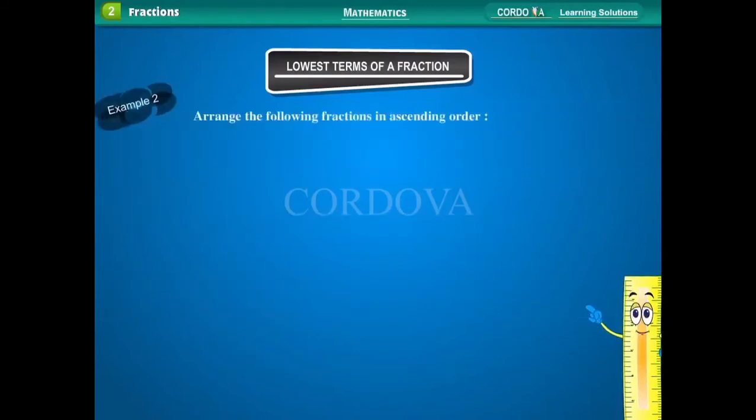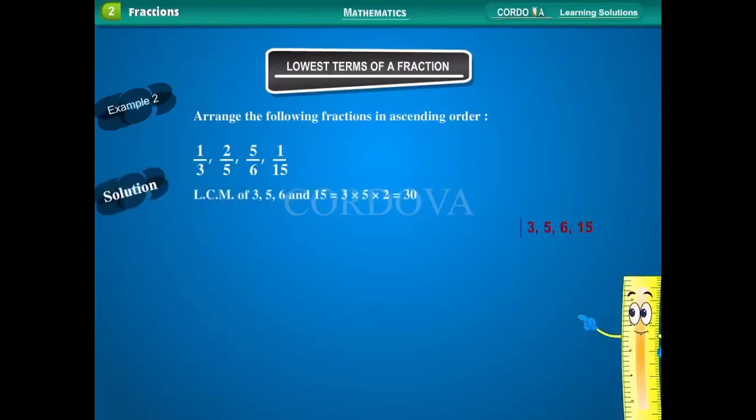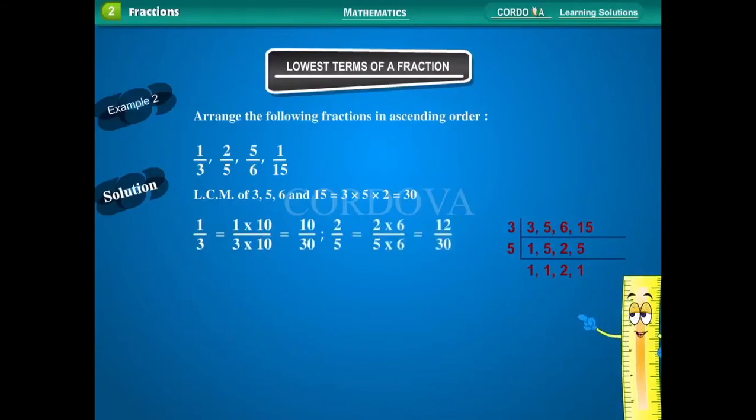Example 2. Arrange the following fractions in ascending order: 1 upon 3, 2 upon 5, 5 upon 6, 1 upon 15. Solution. LCM of 3, 5, 6 and 15 is equal to 3 into 5 into 2, which is equal to 30. 1 upon 3 is equal to 1 into 10 upon 3 into 10, which is equal to 10 upon 30. 2 upon 5 is equal to 2 into 6 upon 5 into 6, which is equal to 12 upon 30.